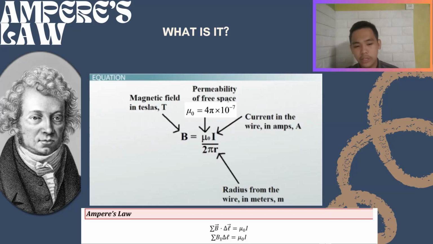Okay, continuing, ang ating final formula sa ating Ampere's law is B is equal to the permeability of free space, which is the constant, 4 pi times 10 raised to the negative 7, times the current in the wire, with unit of measurement ampere or amps, divided by 2 pi r, which is the radius from the wire in meters. So, ang ating tatandaan dito is ang magnetic field natin is written in Teslas.